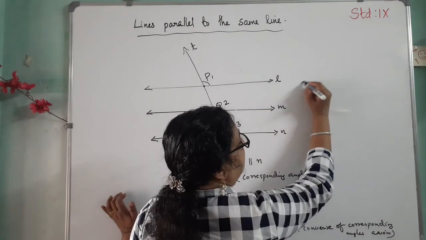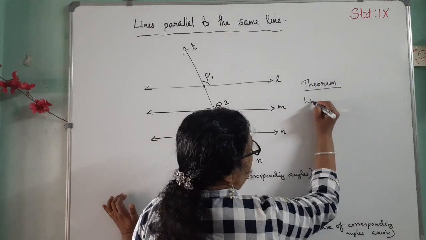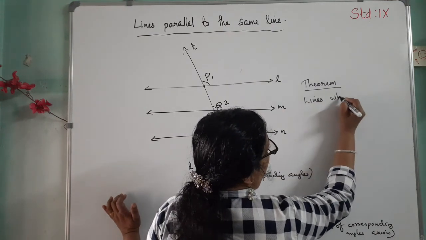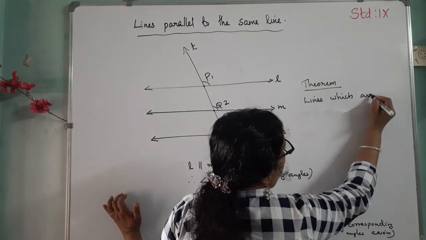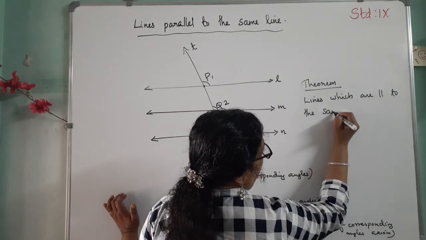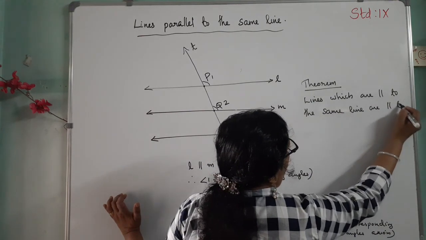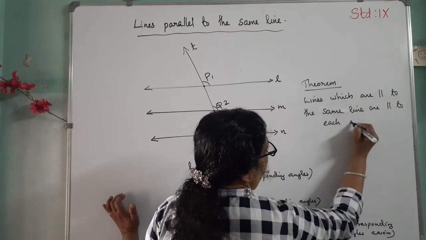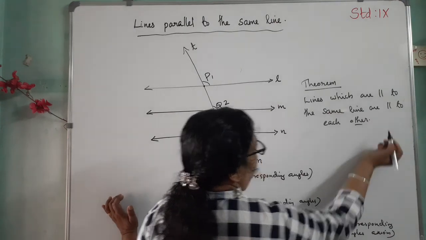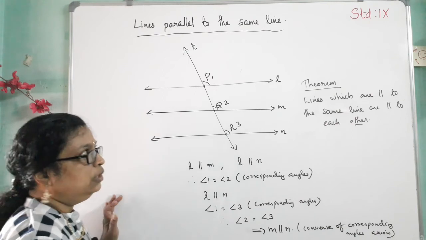That we can write as a theorem. That is, lines which are parallel to the same line are parallel to each other. Lines which are parallel to the same line are parallel to each other.